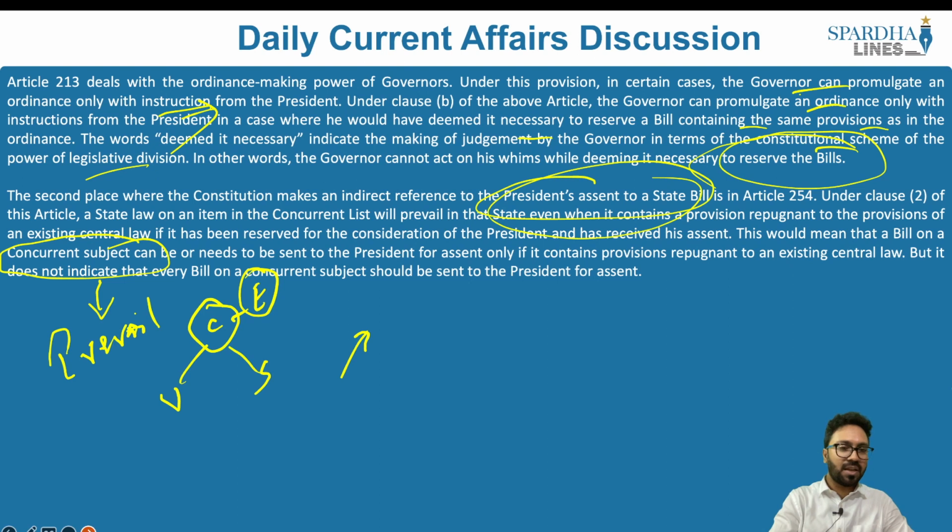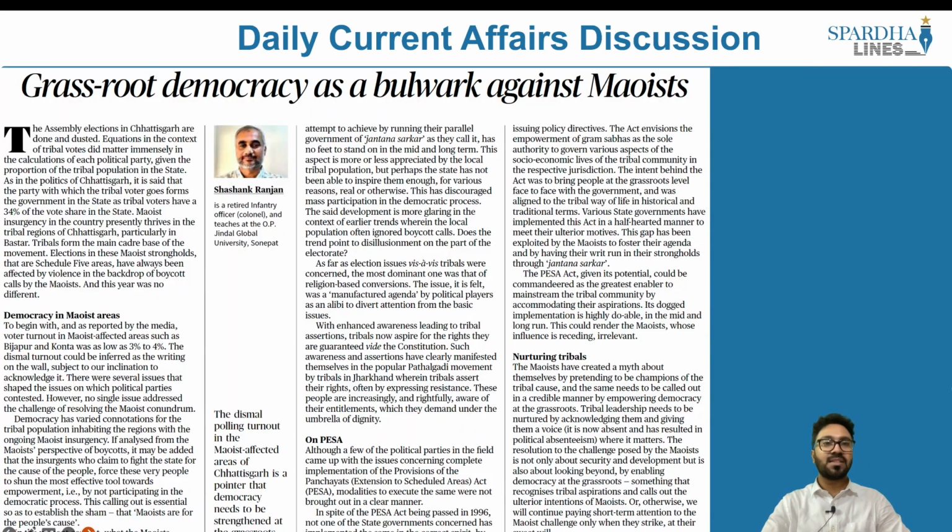Now let's look into the next article. This article says grassroots democracy as a bulwark against Maoists. What is this article speaking about? The article here is speaking about the recent elections that took place in the state of Chhattisgarh. Generally, when we speak about Chhattisgarh, one thing that resonates in our mind is the Maoist activity. Whenever we speak about the Maoist activities, they generally do not allow the people to vote in the elections.